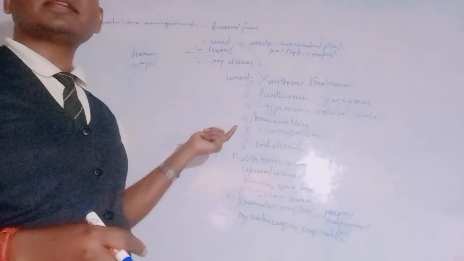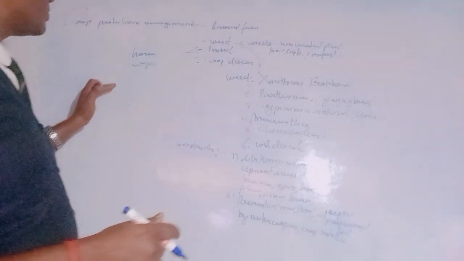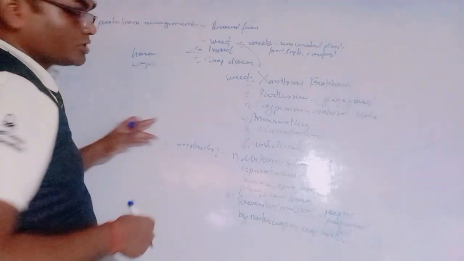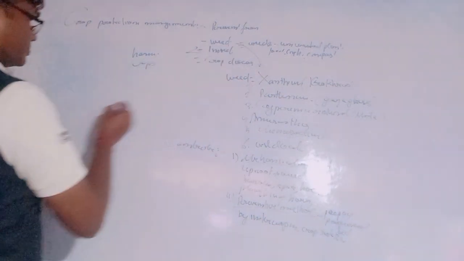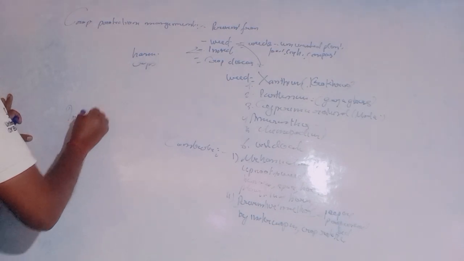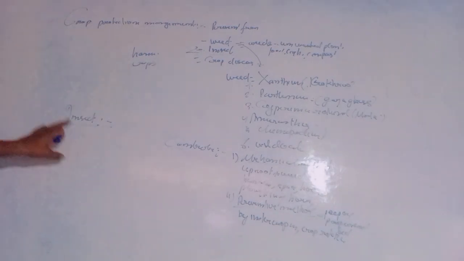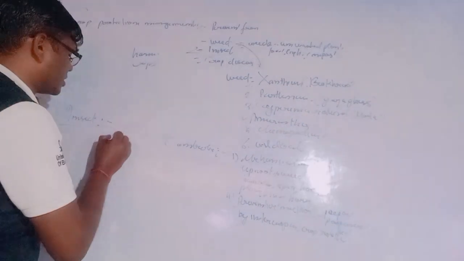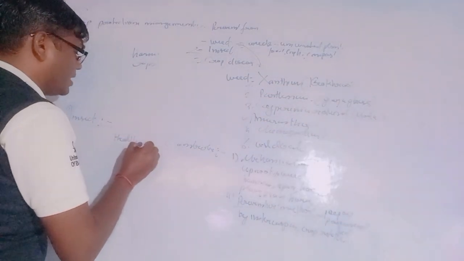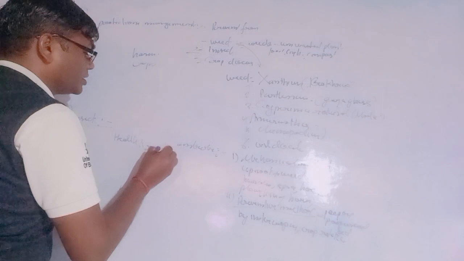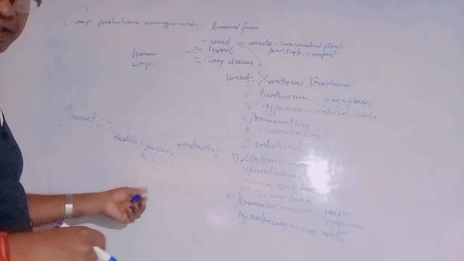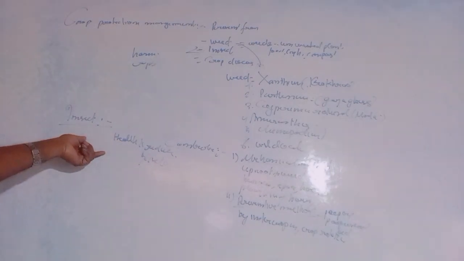So these are some of the problems we have discussed here. Now we will discuss the weeds. After the weeds, we will discuss the second type, that is called insects. What are insects? Insects affect the health of the crops and reduce the yield. The health of the crops is affected by these weeds and insects, and the yields are reduced.